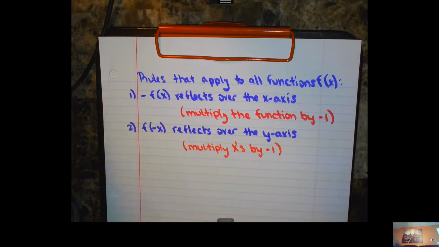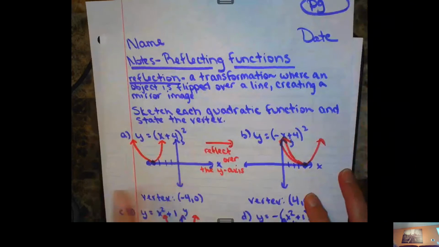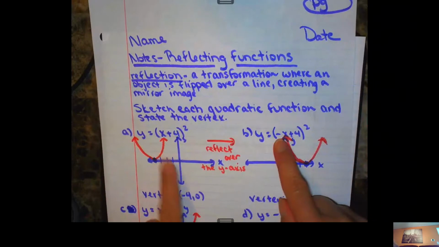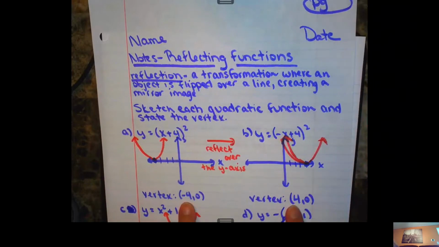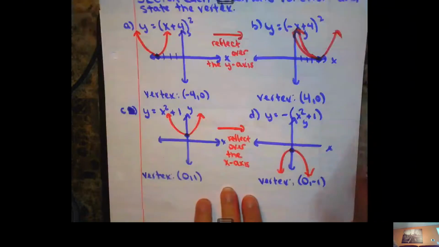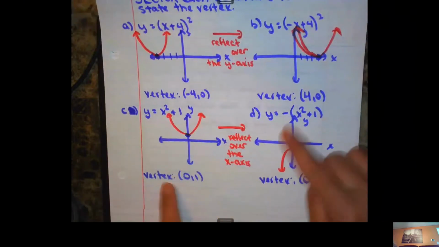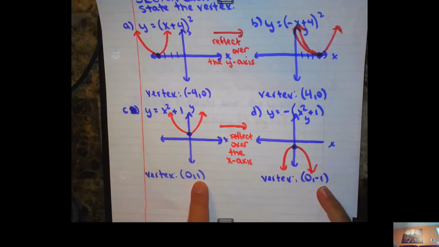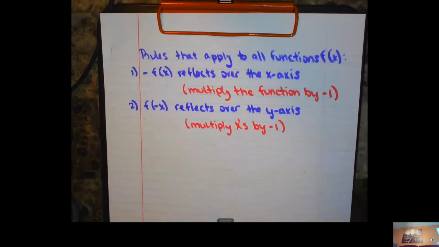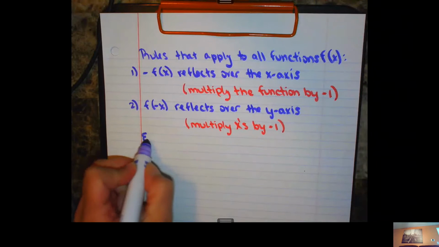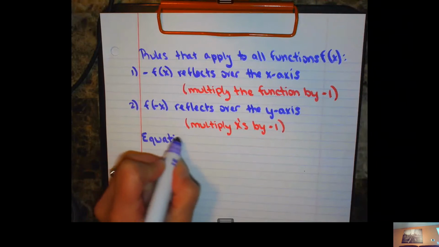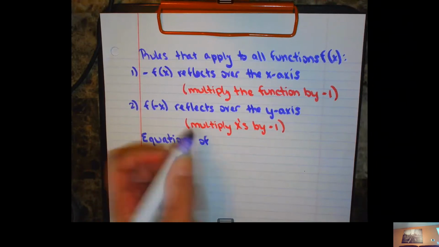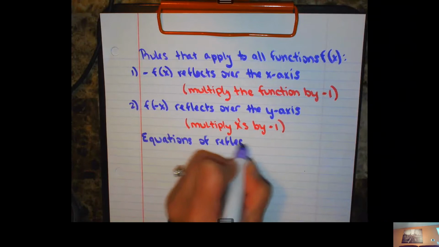So now we're going to do some examples of equations. So we've seen what it looks like. I'll show you again. When we're reflecting over the y-axis, notice we put a negative next to the x, and it changed the x value. When we're reflecting over the x-axis, we put a negative in front of the whole function. It flipped over, it changed the y value. So now if we talk about equations, can you write equations of reflected functions?